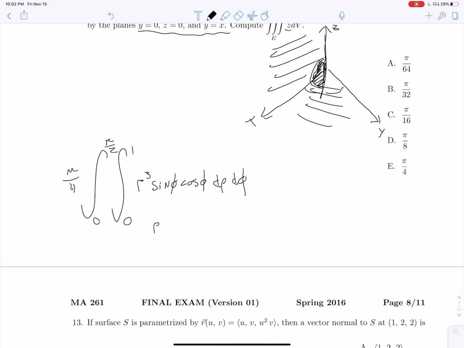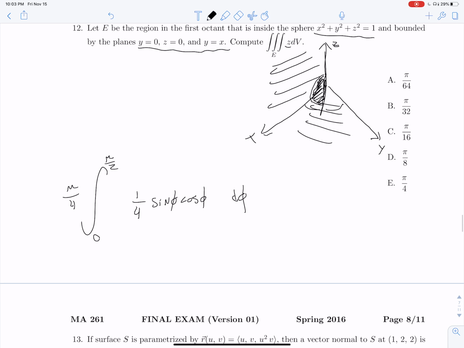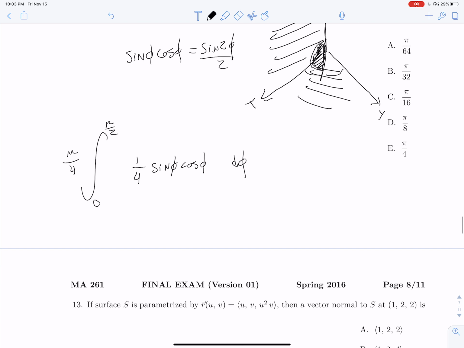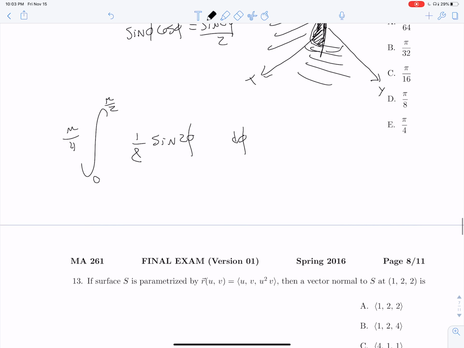Now, integrating rho to the 4th over 4 on 0 to 1, that's just going to be equal to 1/4. So we can get rid of all of this and put a 1/4 in there. And we know that we can substitute sine phi cosine phi for sine 2 phi over 2. So this is the same as 1/8 sine 2 phi, which we can integrate much easier.